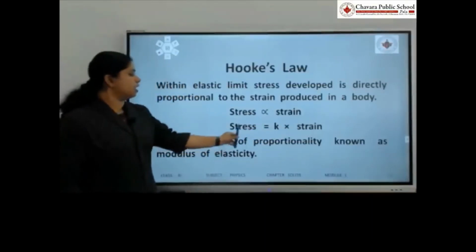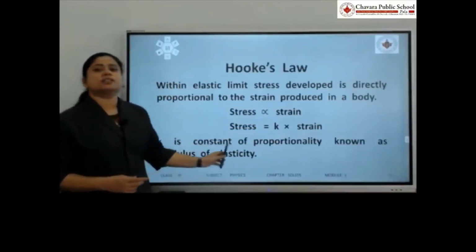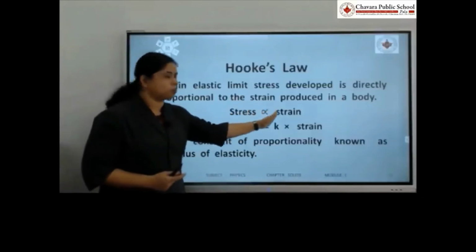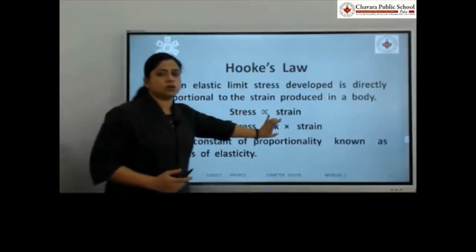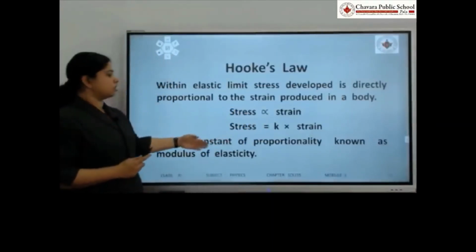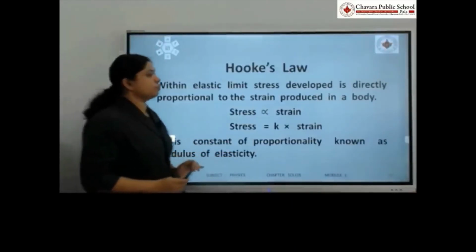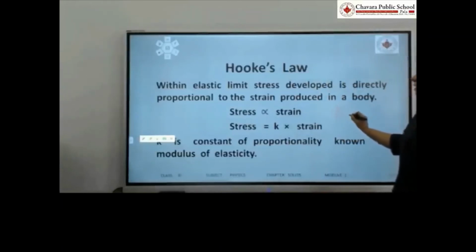The constant K of proportionality is known as the modulus of elasticity. So, from Hooke's law, stress is proportional to strain, stress is equal to K into strain. K is called the constant of proportionality, known as modulus of elasticity. So, from Hooke's law we get the expression for modulus of elasticity: K is equal to stress divided by strain.